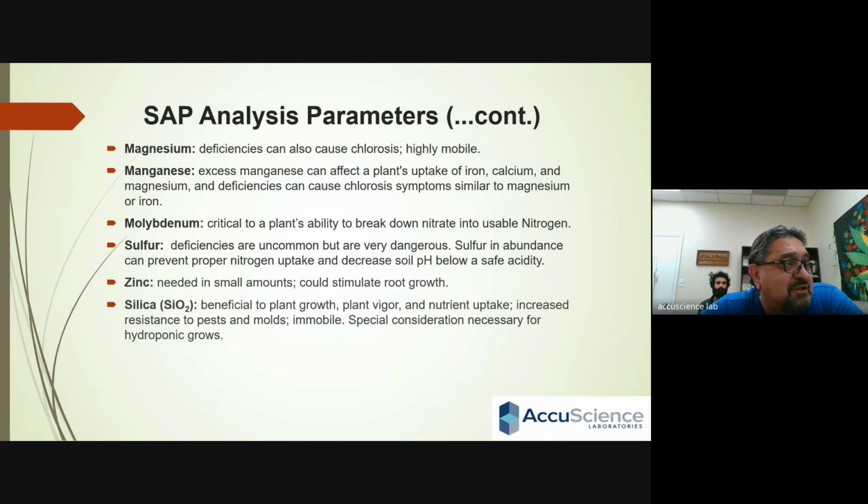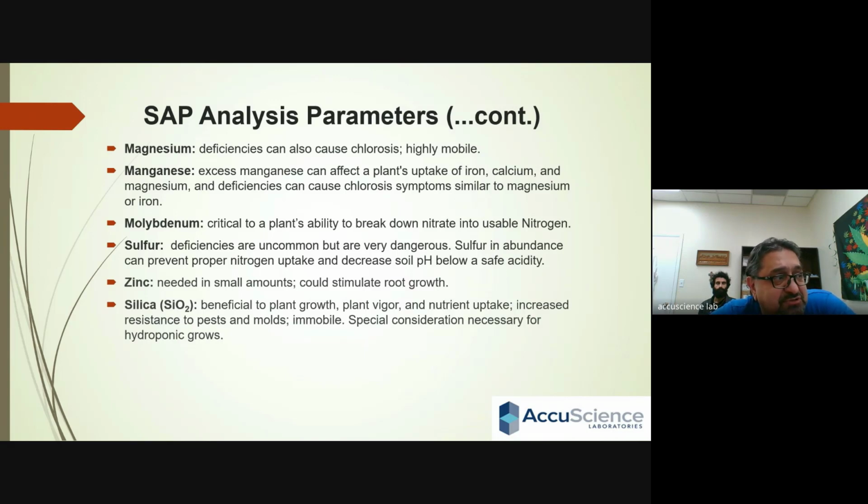And sulfur, even though deficiencies are uncommon, they are very dangerous. At the same time, sulfur in abundance can prevent proper nitrogen uptake and decrease soil pH below the safe acidity that you need. Zinc is needed in a small amount and could stimulate root growth. And silica is beneficial to plant growth, plant vigor, nutrient uptake, and increased resistance to pests and mold.